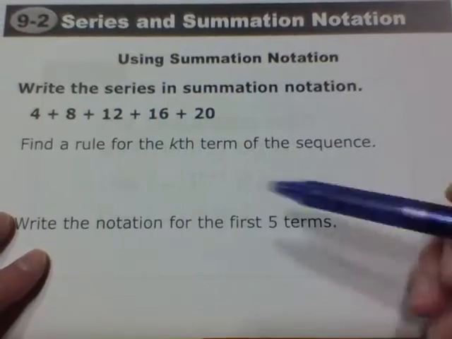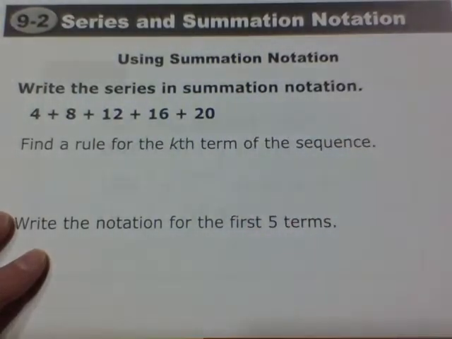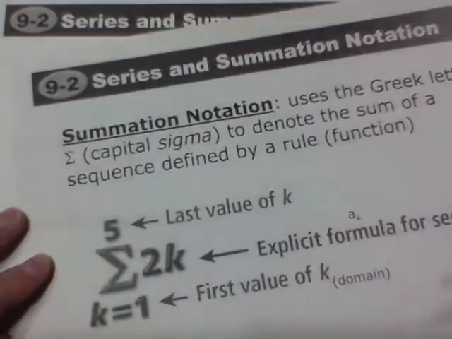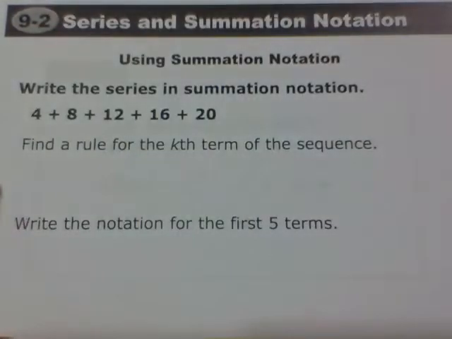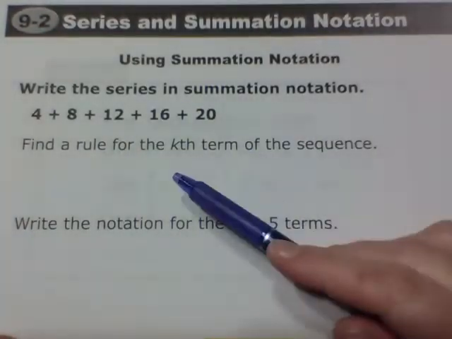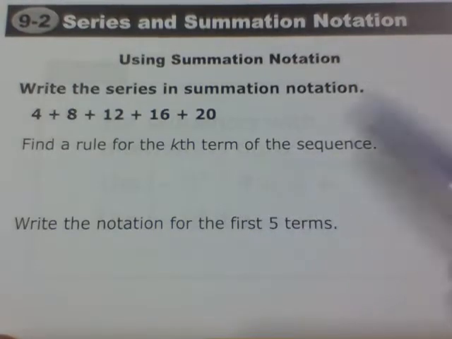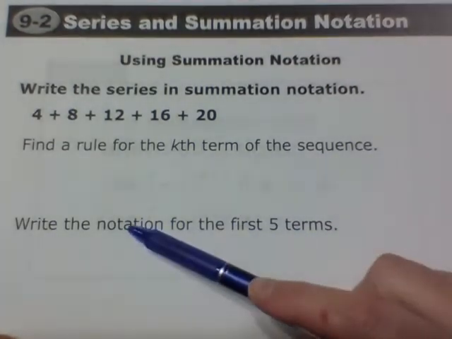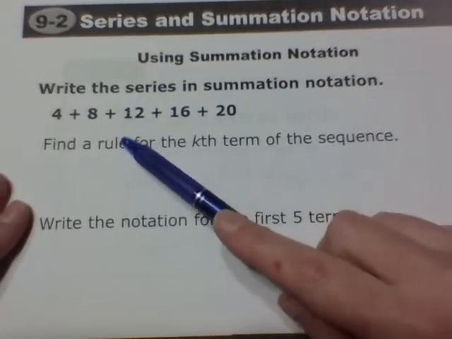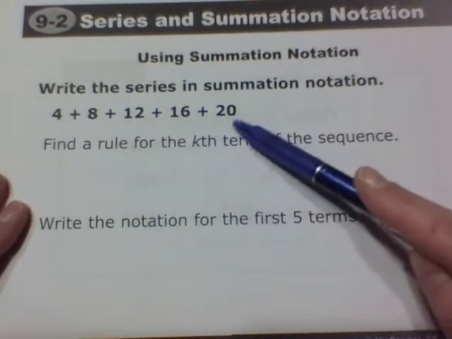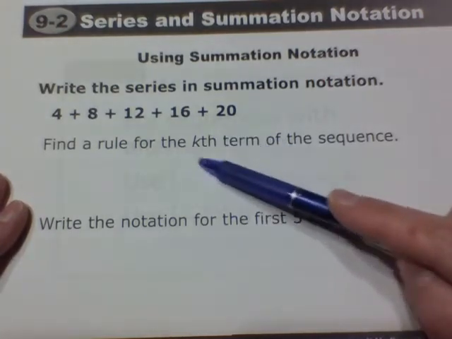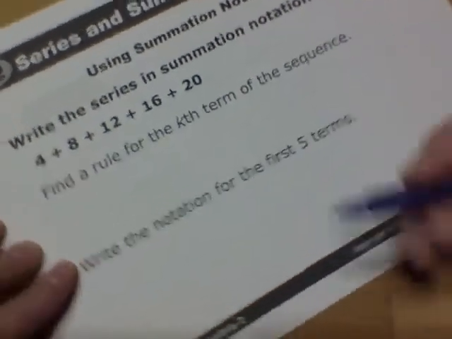So we're going to write a series in summation notation. We're going to write it in this type of notation. The first thing that we're going to do is write a rule for the kth term of the sequence, and then we're going to write the notation. So all we need to do is first find out how you get from 4 to 8 to 12 to 16 to 20 with a sub k formula.